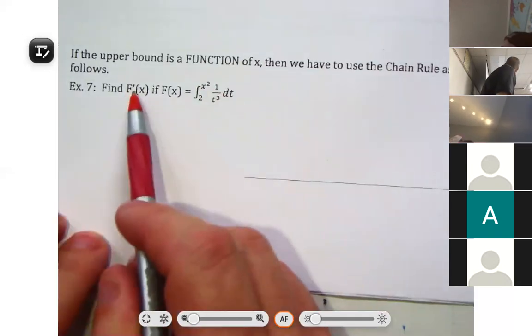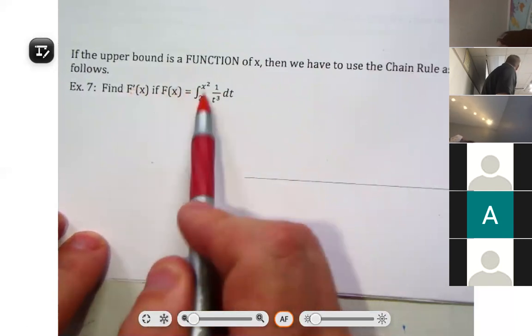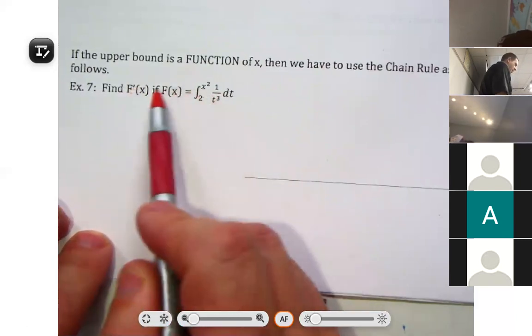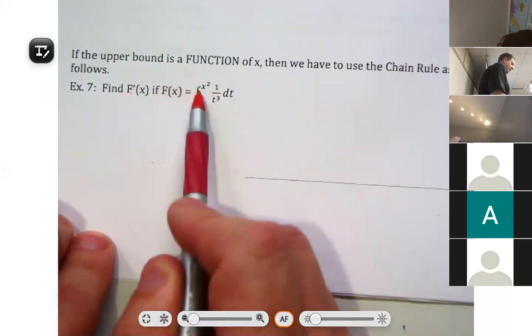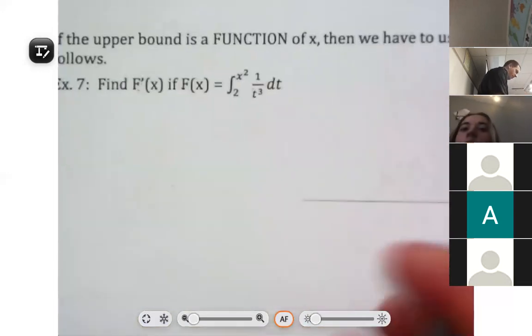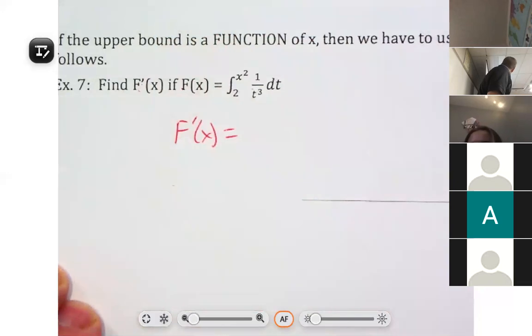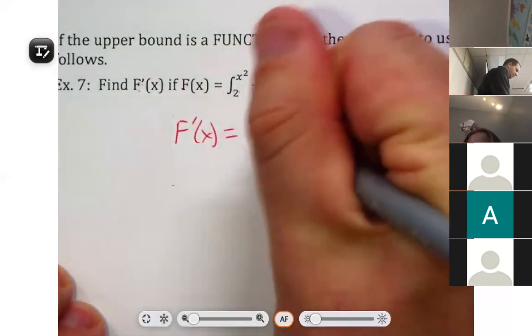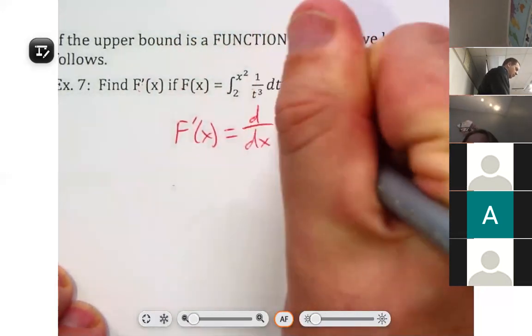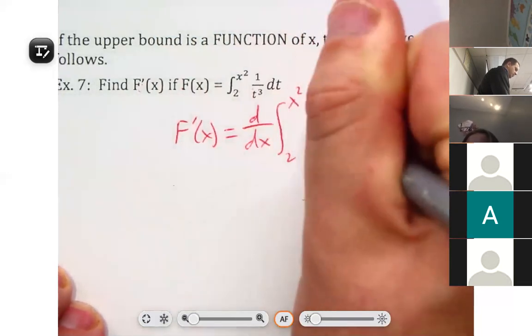So this says find f prime. What that means is I want to differentiate both sides. If I want to find f prime, I want to find the derivative of both sides of this equation. Okay, so I'm going to say f prime of x equals, and then I'm going to differentiate the right side. Here's what the notation looks like. You would not need to write this line, but I just want you to see good notation.